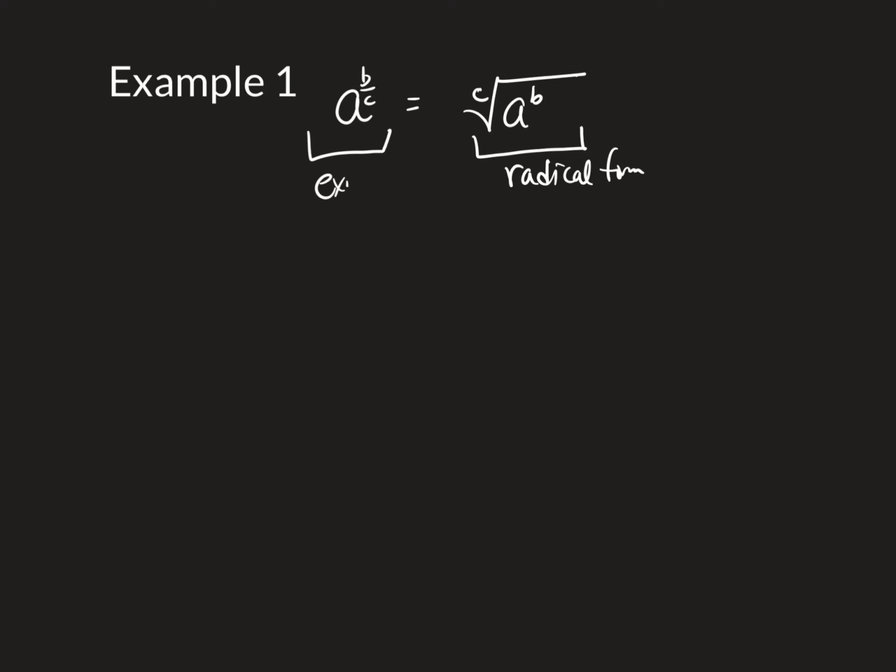Example 1. The first thing we're going to do is rewrite each radical or exponential expression in their opposite form. So I want to show you that a to the b divided by c equals the c root of a to the b power. This would be called radical form. And then this would be called exponential form.